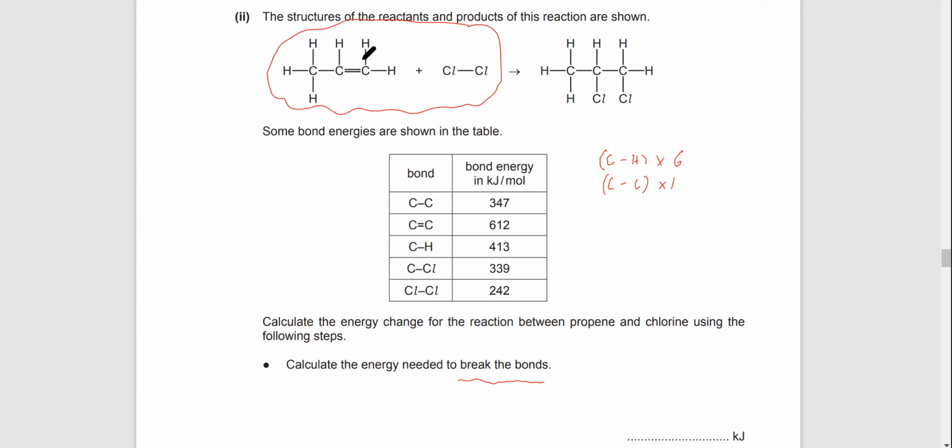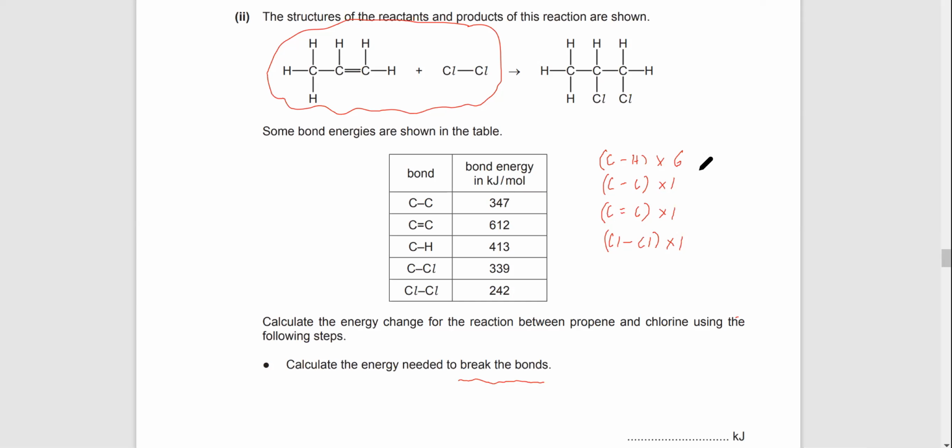Here you have to break the C-C double bond between them. That needs to be broken. Of a Cl-Cl bond, that also needs to be broken. So these are all the bonds that need to be broken. So calculate the energy needed to break the bonds. Okay, you have to break all the bonds and then you have to form these new bonds.